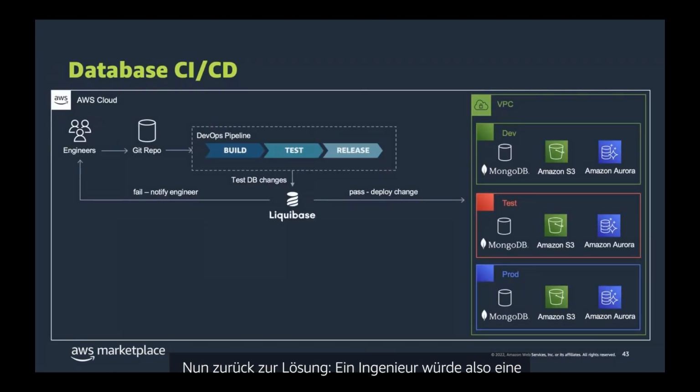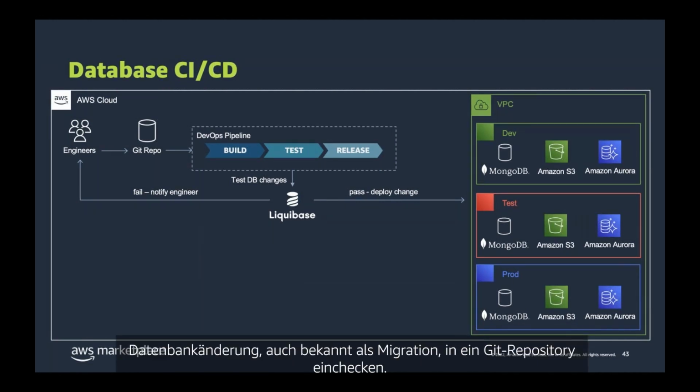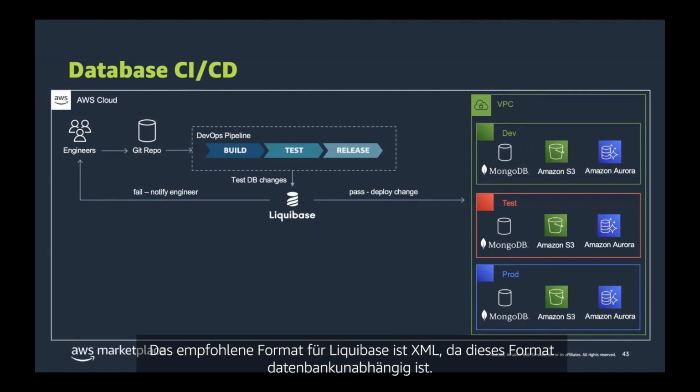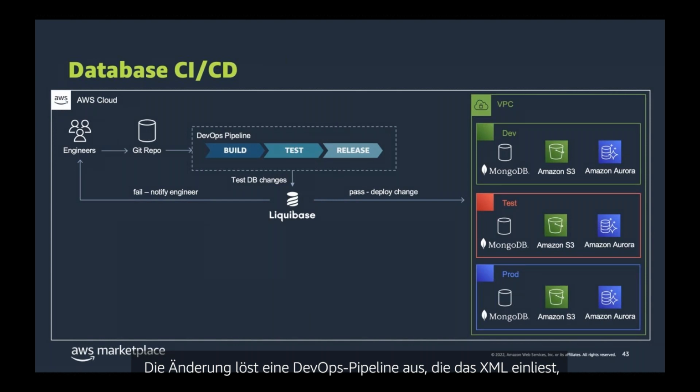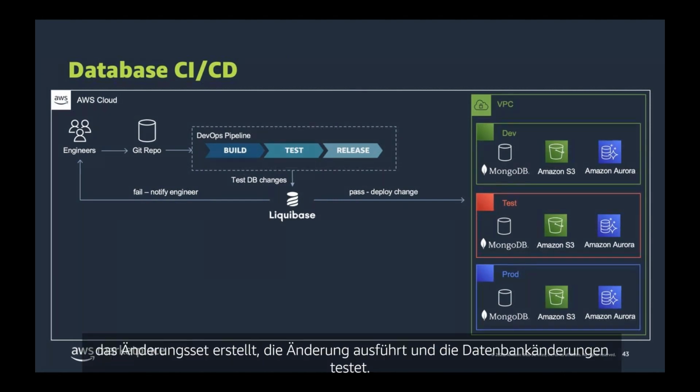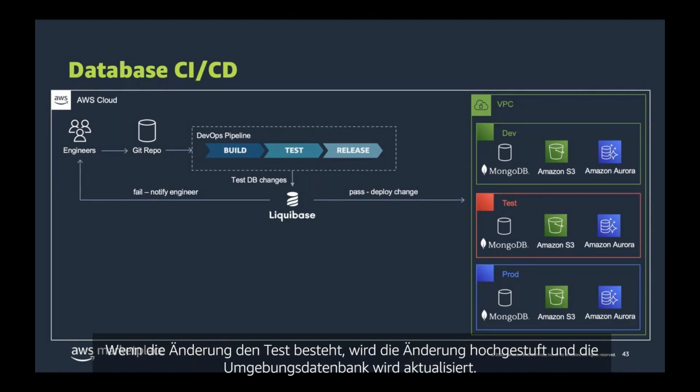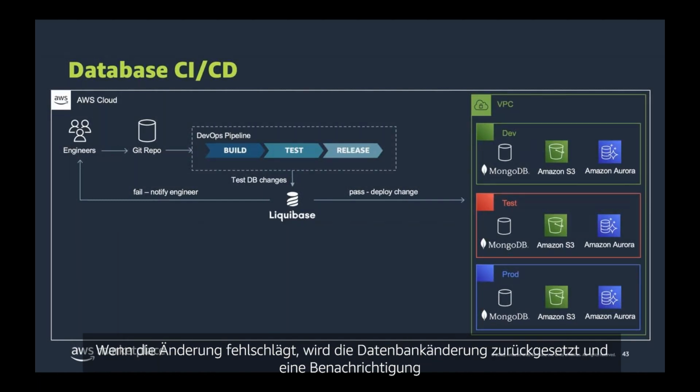Now back to the solution. So an engineer would check in a database change, also known as a migration, into a Git repository. The recommended format for Liquibase is XML, as this format is database agnostic. The change triggers a DevOps pipeline that reads in the XML, creates the change set, executes the change, and tests the database changes. If the change passes the test, the change is promoted and the environment database is updated. If a change fails, the database change is rolled back and a notification is sent to the engineer.